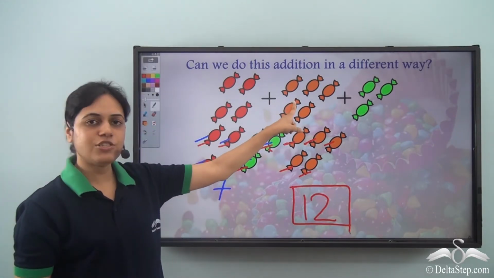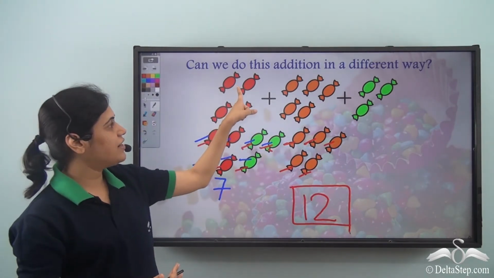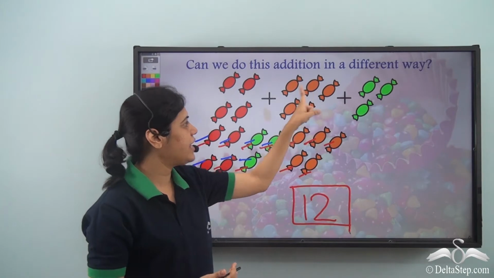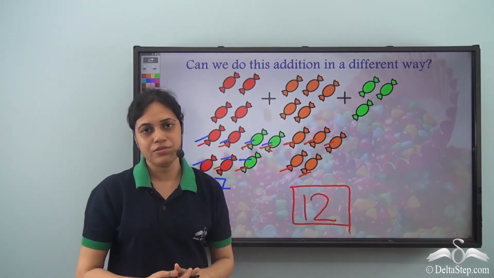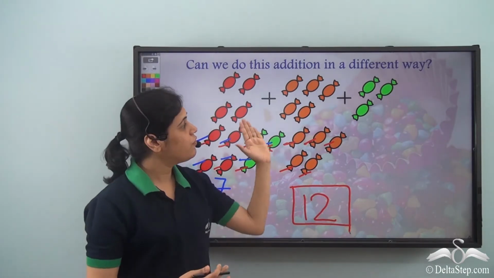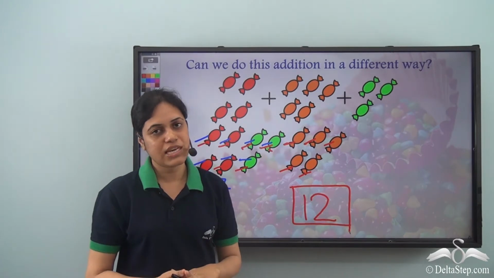When we added these two first and then the green candies, we got 12. This time we have added red and green candies first and then the orange candies. But we get the same answer. So it does not matter which two numbers you add first, you will always get the same answer.